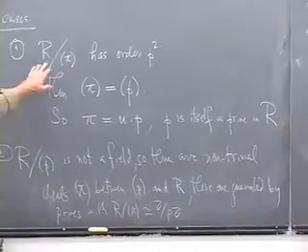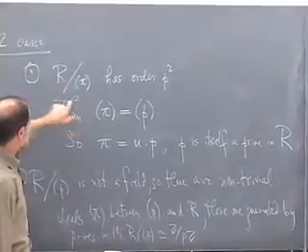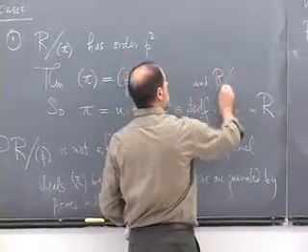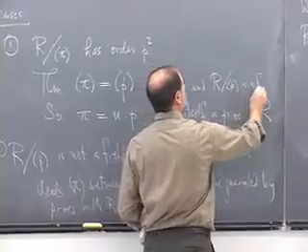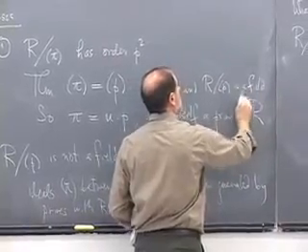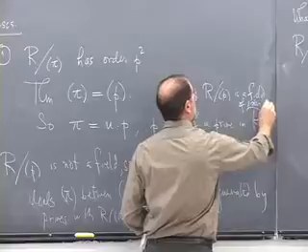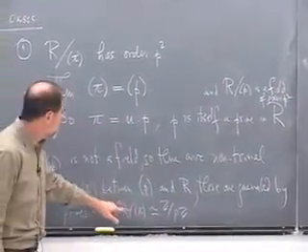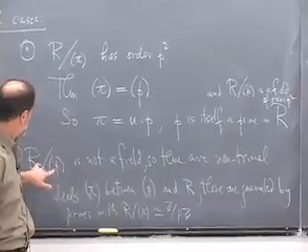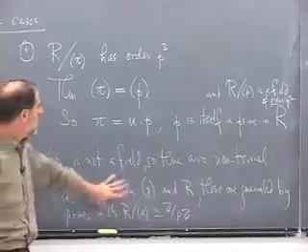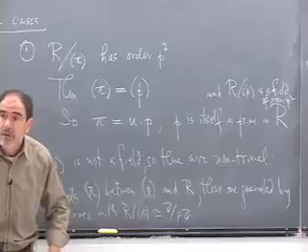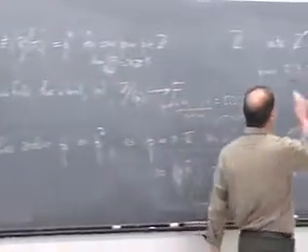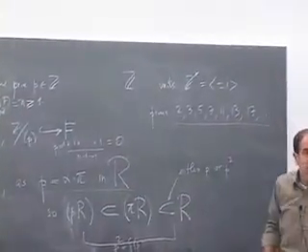So either this has order P, either P is self-prime and R mod P is a field of order P squared, or it's not a field, but there are ideals between P and R, and they give us new primes. So every rational prime gives at least one prime of the Gaussian numbers.